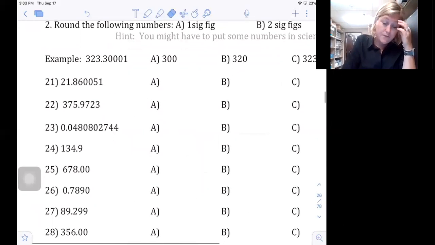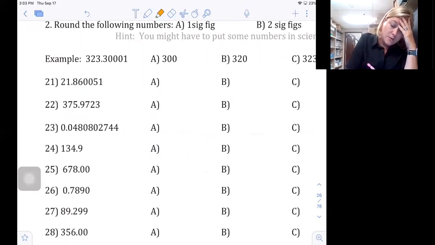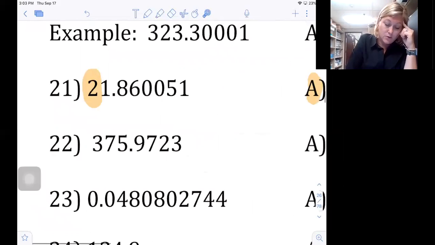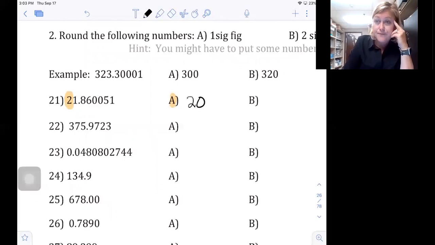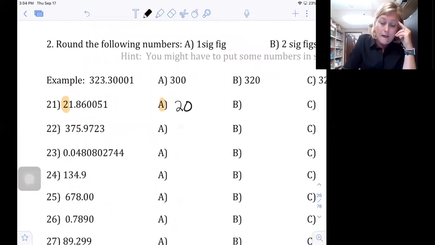Let's see how this works. Here we go. Here's what I do. Column A, I need 1 significant figure. So I'm gonna highlight that first significant figure. I look at the number behind it, which is a 2. What does the 2 do to the 1? Nothing. Doesn't kick it up to a 3, doesn't do anything. So now because it doesn't affect it, it becomes a 0. And now I write that my answer is 20. Okay? Now, next.